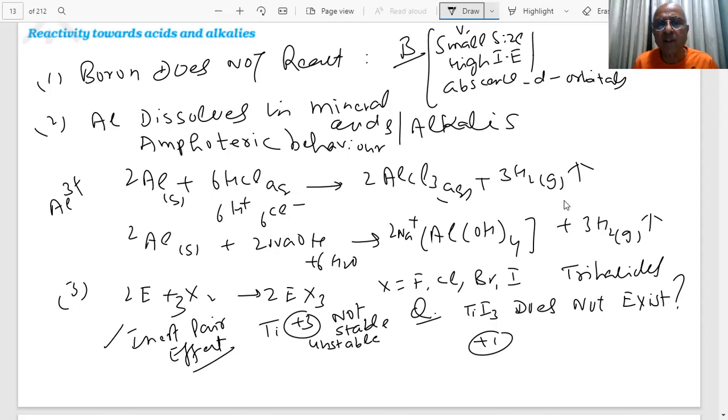All right, this ends the chemical properties of group 13, students, that is the boron family. And then we may discuss some important compounds of boron, which are also important for the paper, student, like borax and diborane. They are asked repeatedly in the paper.